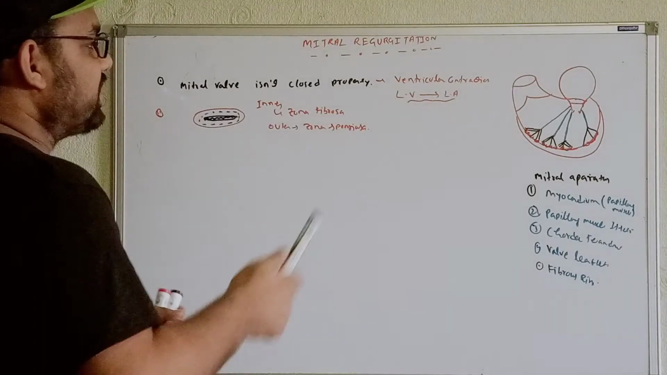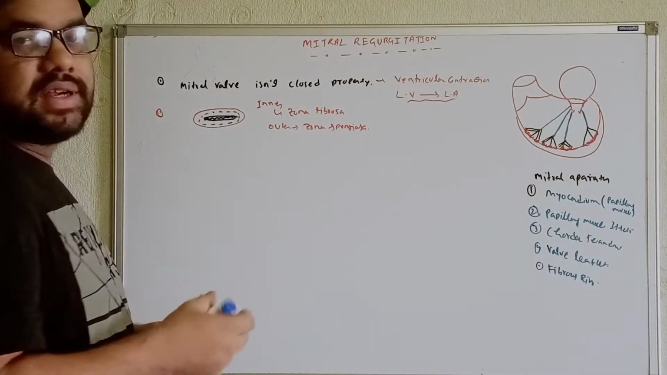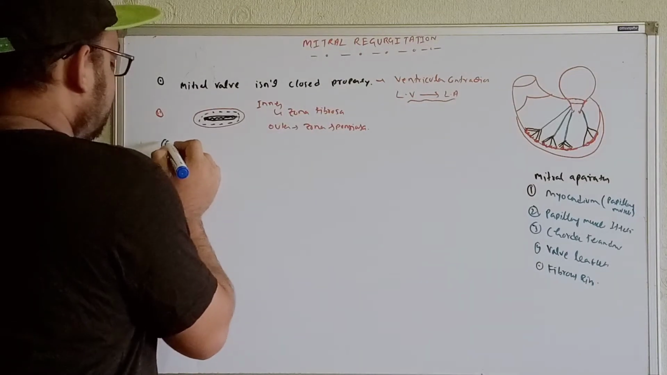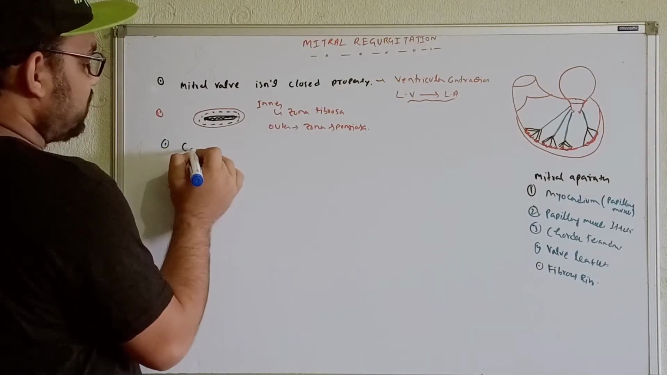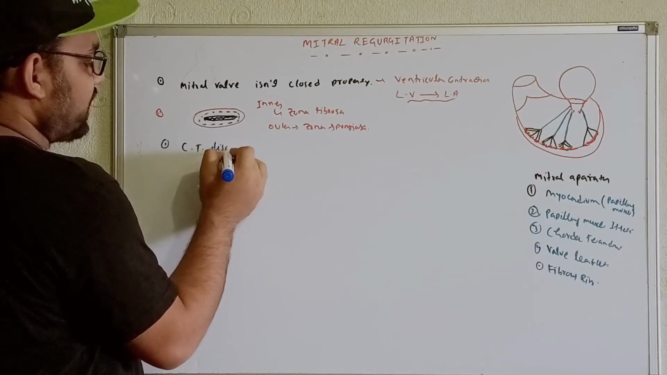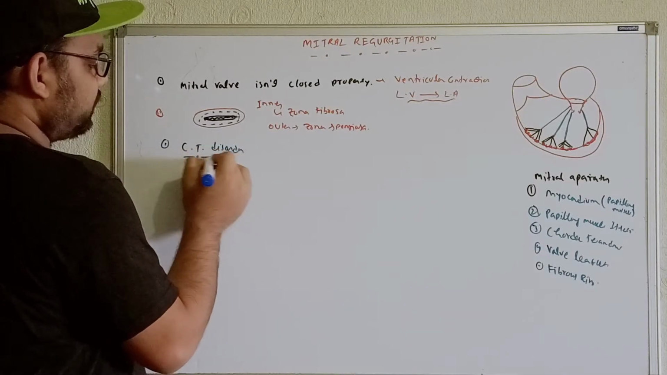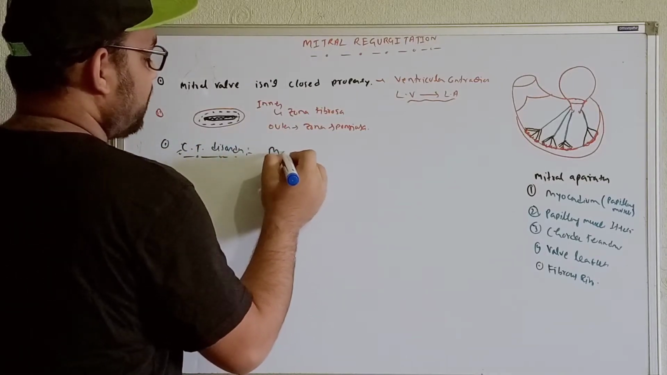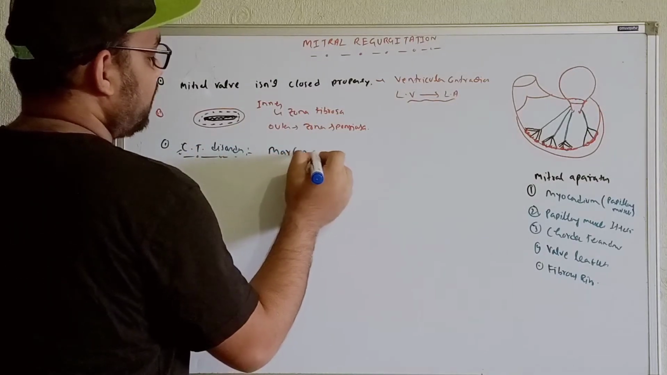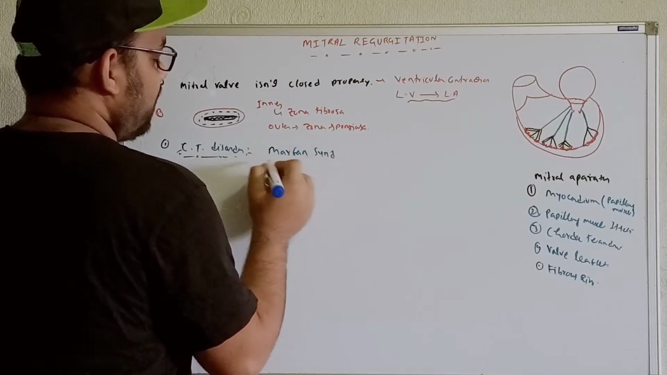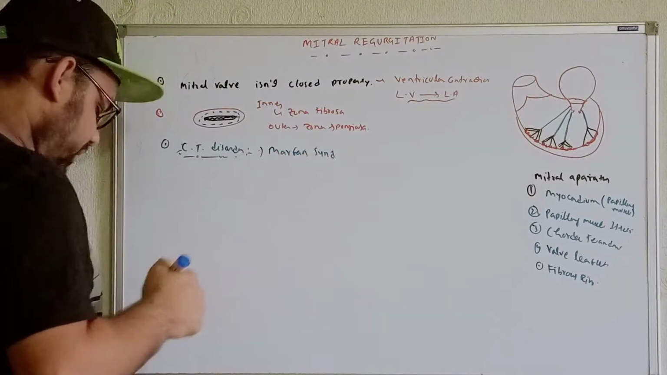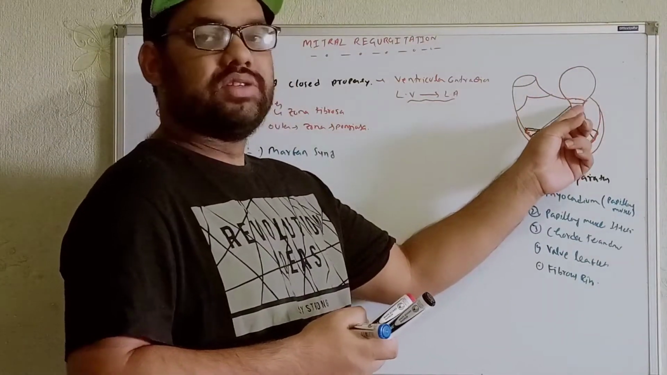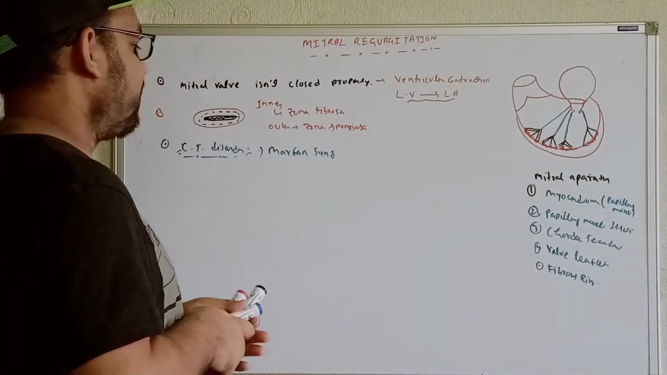Now next thing, for example, there is some genetic problem. If we get some connective tissue disorders, whatever the disorders, we can write it over here. In this way, you can write Marfan syndrome, where we will get the problem within the valve leaflets. This will be weak.